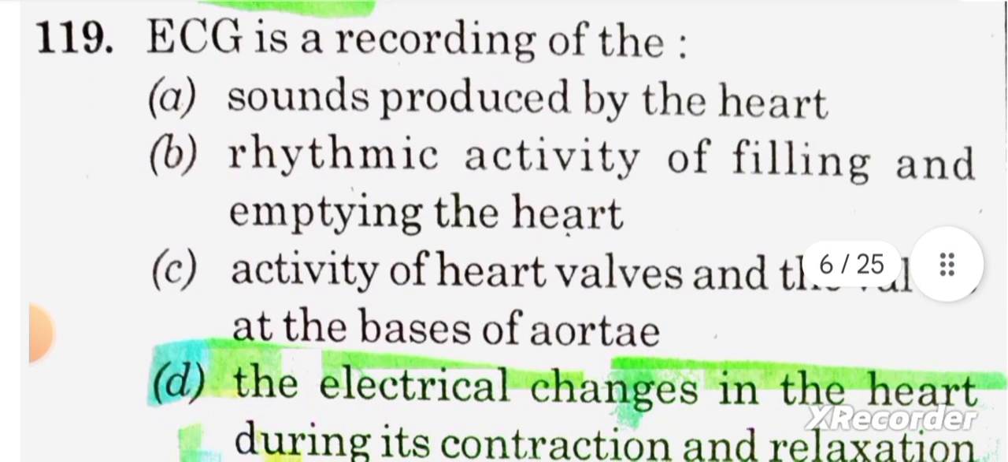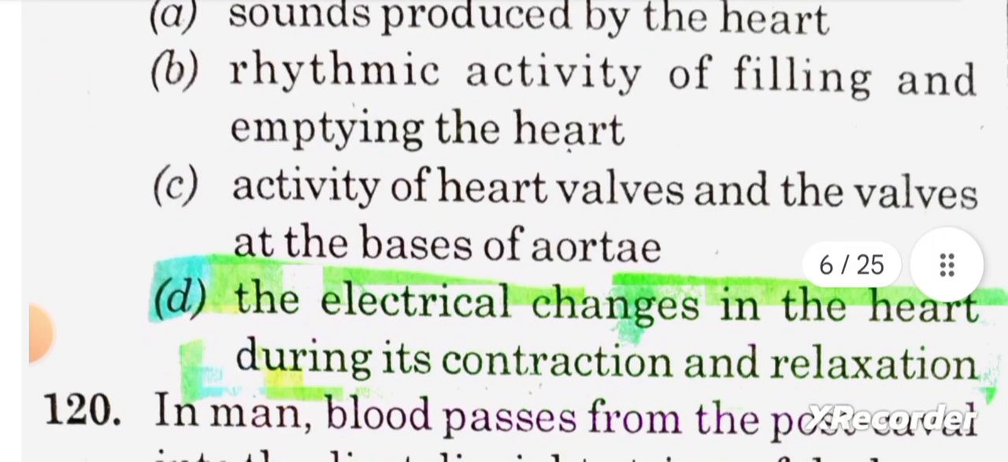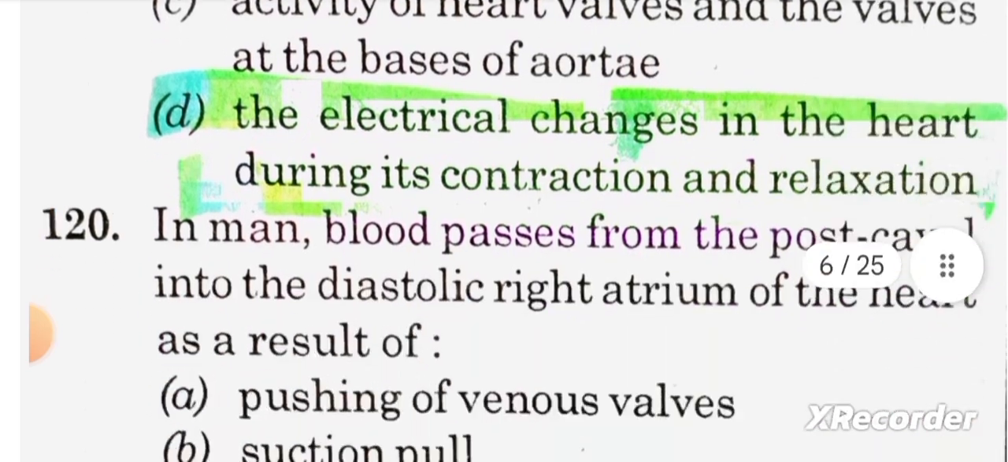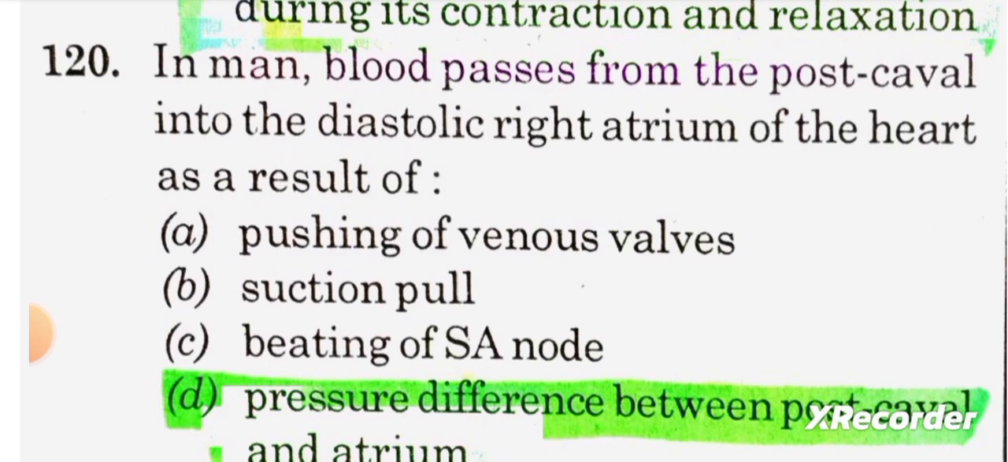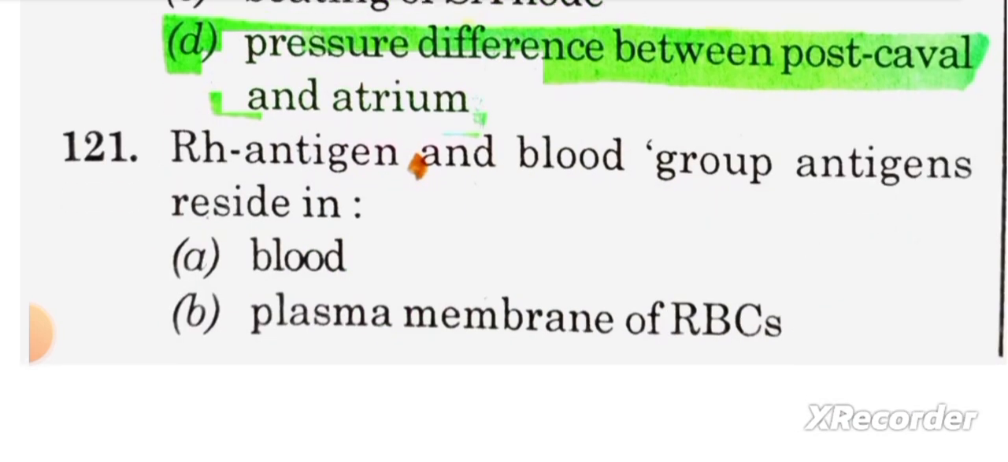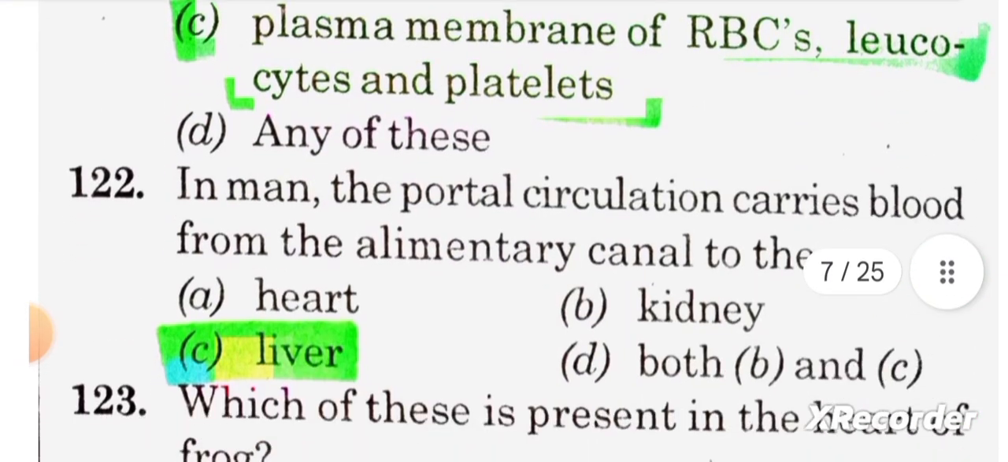Next, 119. ECG is a recording of the answer D, the electrical changes in the heart during its contraction and relaxation. Next, 120. In man, blood passes from the post-caval into the diastolic right atrium of the heart as a result of answer D, pressure difference between post-caval and atrium. 121. Rh antigen and blood group antigens reside in answer C, plasma membrane of RBCs, leukocytes and platelets. Next, 122. In man, the portal circulation carries blood from the alimentary canal to the answer C, liver.